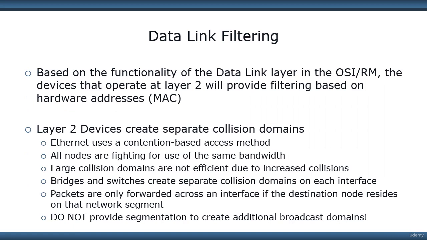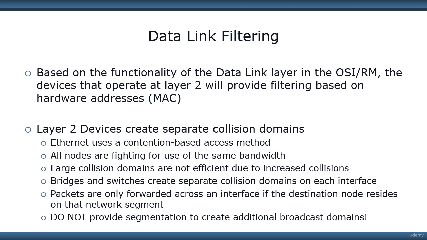Now let's talk about data link filtering. Based on the functionality of the data link layer of the OSI reference model, the devices that operate at layer 2 will perform filtering based on hardware addresses, MAC addresses. So layer 2 devices then have the ability to create separate collision domains. And we've talked about this.